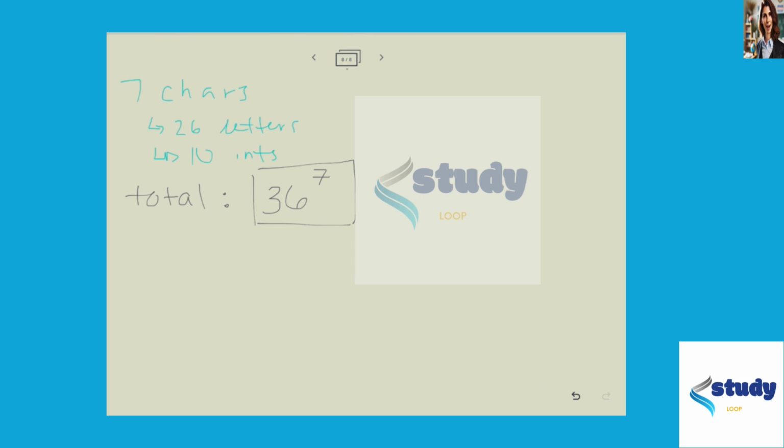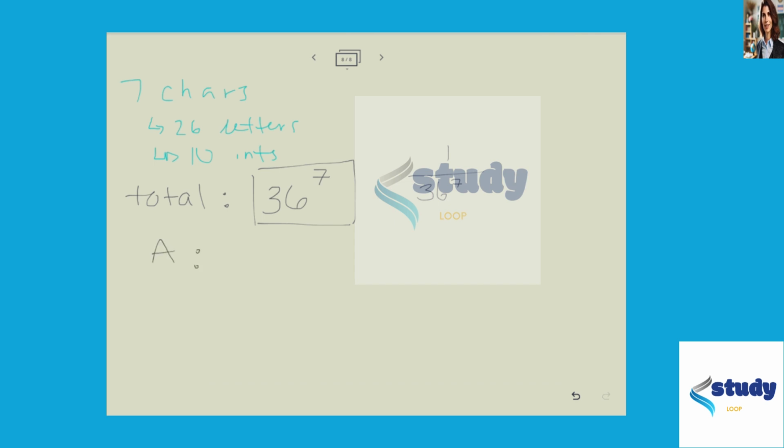Often in probability units, we just want to leave the answer like that because that's way more clear where we got our number from than actually typing it into a calculator and finding the exact number. So the probability of choosing the correct password would be 1, because you have 1 correct password out of 36 to the 7th.